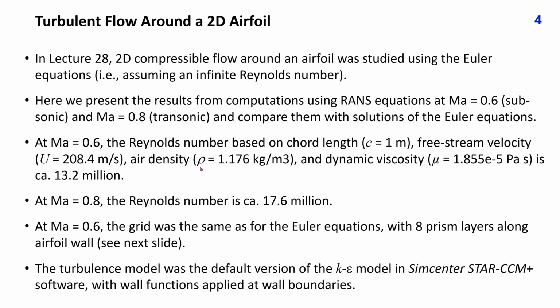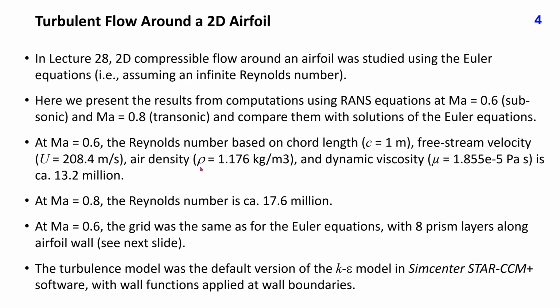In lecture 28, two-dimensional compressible flow around an airfoil was studied using the Euler equations, that is, assuming that fluid is inviscid, which corresponds to an infinite Reynolds number. Here we present the results from computations using RANS equations for flows at Mach number equal to 0.6, that is subsonic flow, and 0.8, that is transonic flow, and compare them with solutions of the Euler equations.